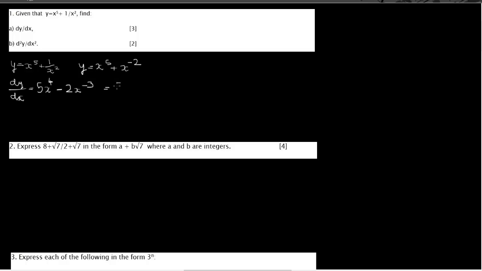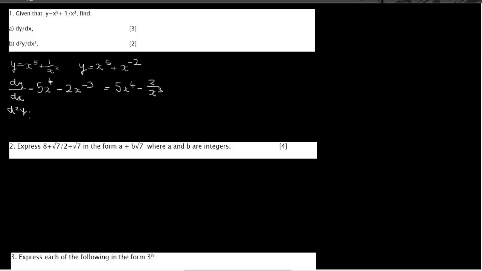We could write that as 5x to the 4 minus 2 over x to the 3. Either one will get you 3 marks.